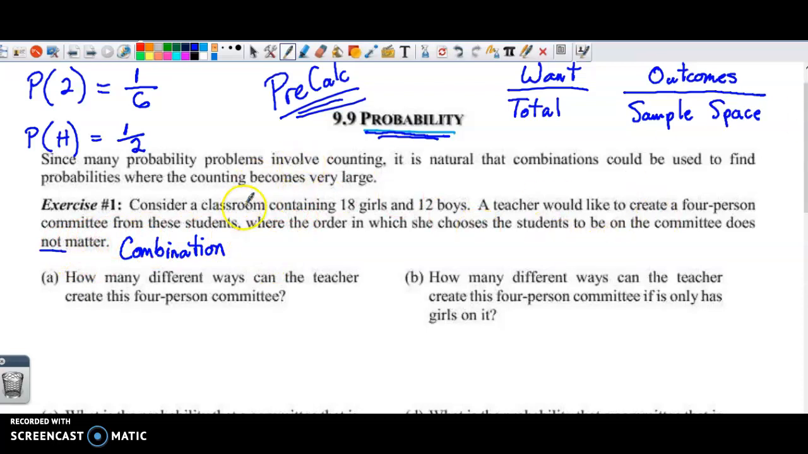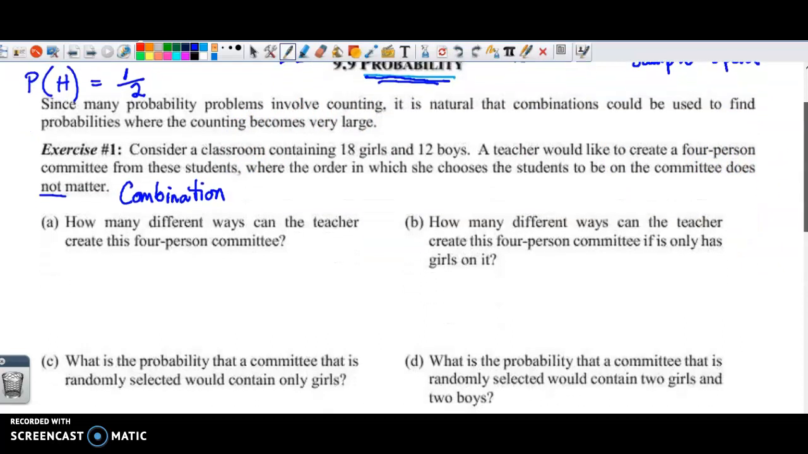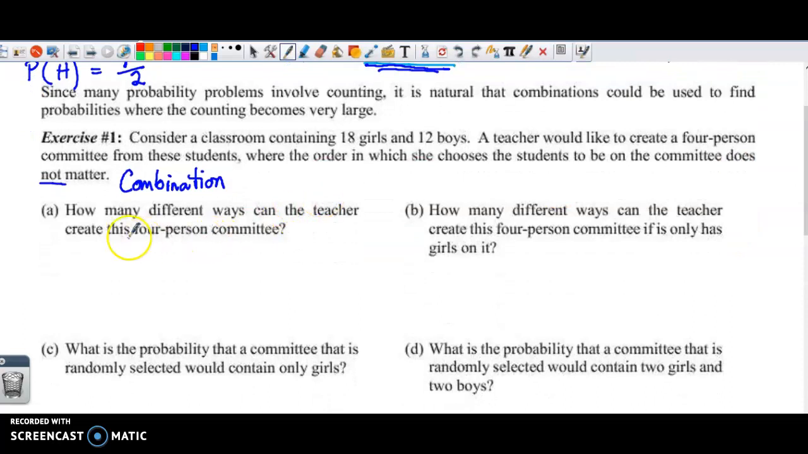Now, if the teacher changed the directions and said one person to be the president, second person to be the vice president, then you might say the order matters. So in how many different ways can the teacher create this 4-person committee? Right now, as I'm looking at this, it just looks like there's 30, and we're going to do a combination, and we're going to choose 4 of them.